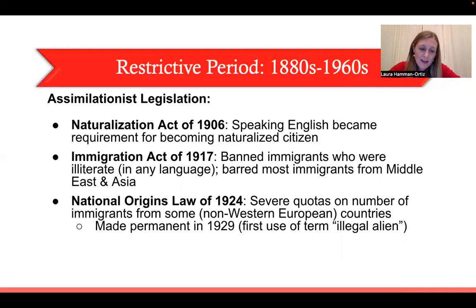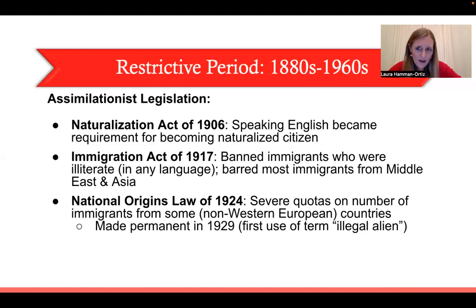And then the National Origins Law of 1924, which started to put serious quotas on the number of immigrants who could come from certain countries, mostly non-Western European countries. And this was a law that was made permanent in 1929. It was also the first time the term illegal alien was used.